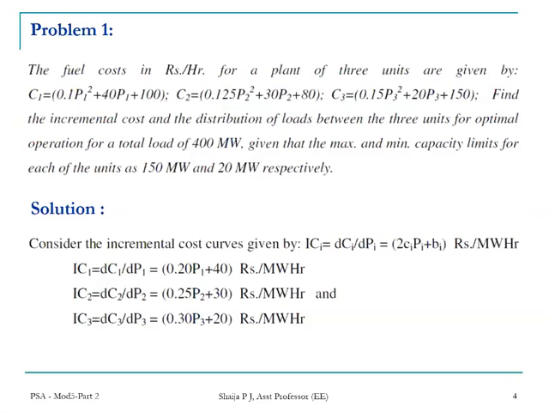So consider the incremental cost curves given by IC1, IC2, IC3. IC1 is dC1 by dP1, that you can find from the given C1, C2, C3 equations. You can find dC1 by dP1, dC2 by dP2 and dC3 by dP3. So the first one will be 2 into 0.1 P1 plus 40, that is 0.2 P1 plus 40. The second one, IC2, will be 2 into 0.125 P2 plus 30. Similarly, you'll get IC3 like this.